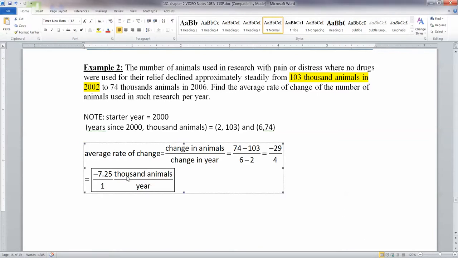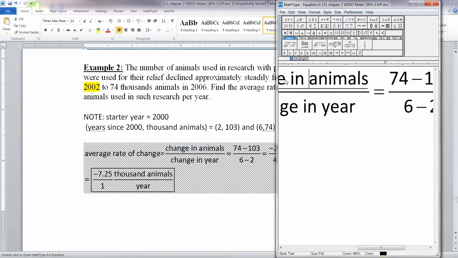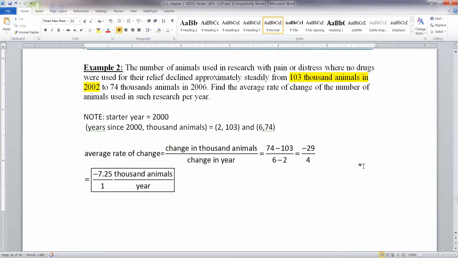Make sure you put in those units, though. That's why it pays to write this out for yourself. You say, really this was the change in thousands of animals, 1,000 animals over years, and that helps you when you have to write it. It also helps if you had to interpret it, which I know they didn't ask for, but it pays to write it down. Every year, 7.25 thousand less animals are used in this type of research. Let's just put it that way.